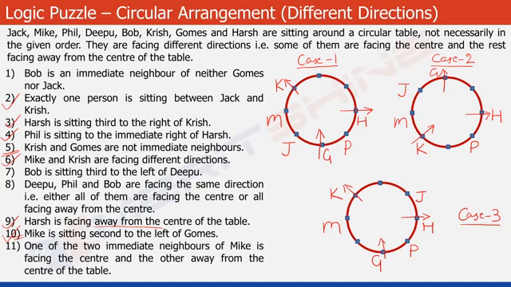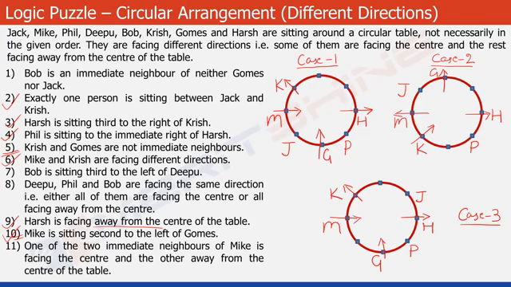Look at case 1 now. Krish is facing outside. So Mike would be facing towards the center. Look at case 2. Krish is facing towards the center. So Mike would be facing outside, like this. And look at case 3. Krish is facing outside. So Mike would be facing the center.